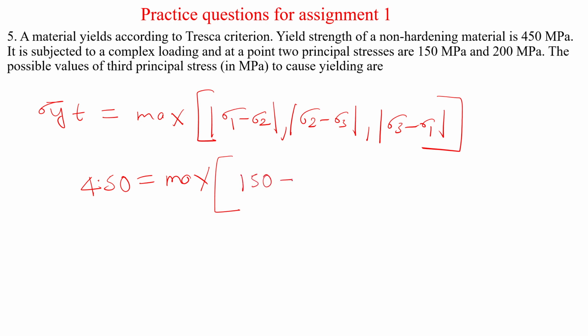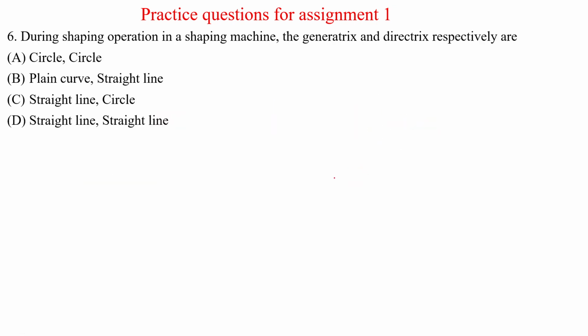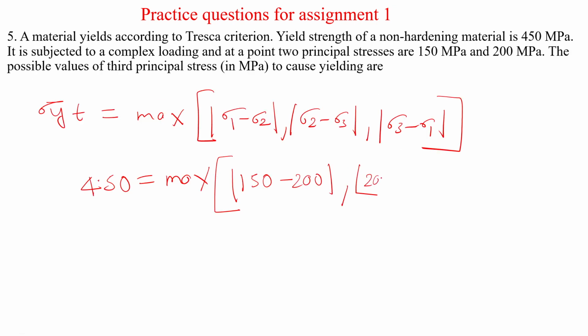150. Sigma 2 is, sorry, sigma 2 is 200. Sigma 3 is sigma 3. And then mod sigma 3 minus sigma 1 is 150. So we need to find the possible values of sigma 3. So we need to equate this 450 to the other expressions. First we are doing 450 equal to this.